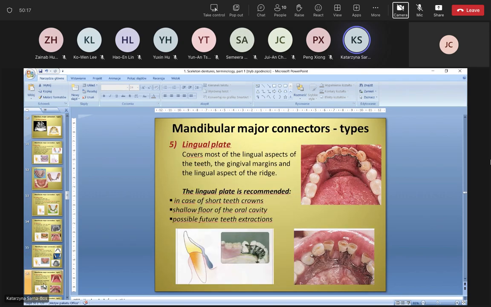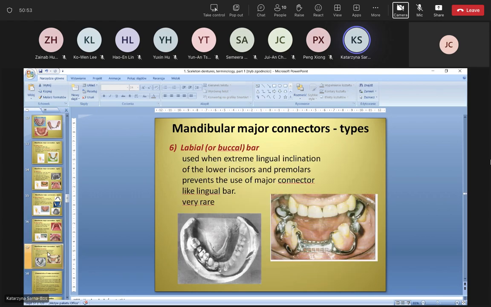And the lingual plate, this is the example of a connector which covers most of the lingual aspects of the teeth, the gingival margins, and the lingual aspect of the ridge. The lingual plate is recommended in the case of short teeth crowns, shallow floor of the oral cavity, and possible future teeth extractions. So that was the lingual plate.